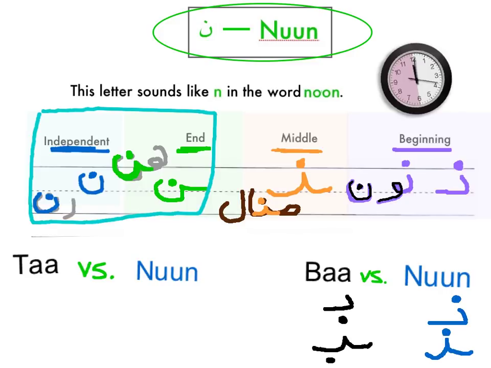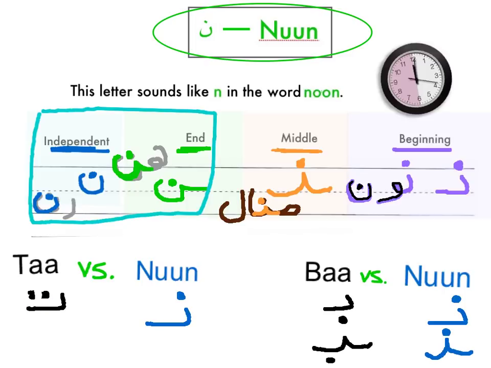Now, let's take a look at another letter, which is ta versus noon. We write the letter ta at the beginning of a word like this, as you know, sometimes with 2 dots and sometimes with a line. And the letter noon at the beginning, we write it like this. The only difference, as you would see here, between the letter ta and noon is the number of the dots at top. Letter noon has 1 dot and letter ta has 2 dots.